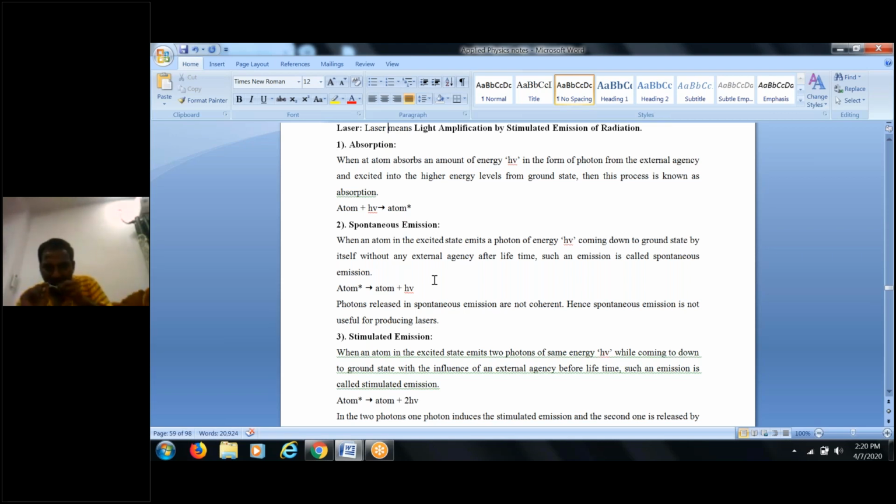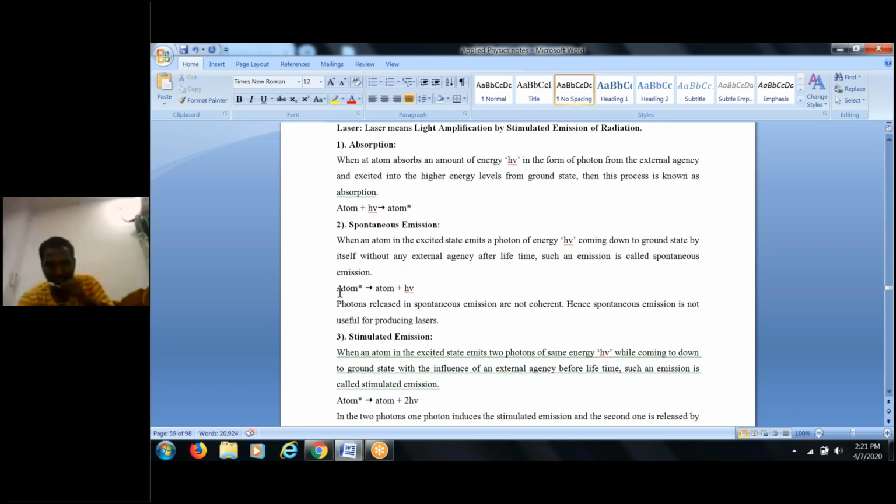Therefore, with the influence of an external agency, the electrons present in the higher energy level return back to the ground state by releasing two photons' amount of energy before their lifetime. Such a process is called stimulated emission. See the definition here: when an atom or electron in the excited state emits two photons of the same energy while coming down to the ground state with the influence of an external agency before its lifetime, such an emission is called stimulated emission.